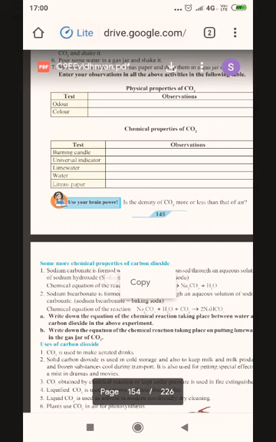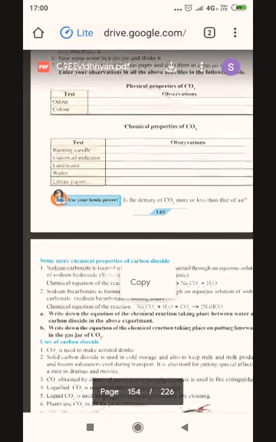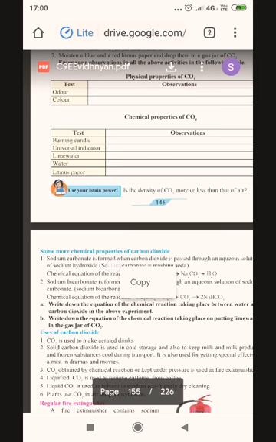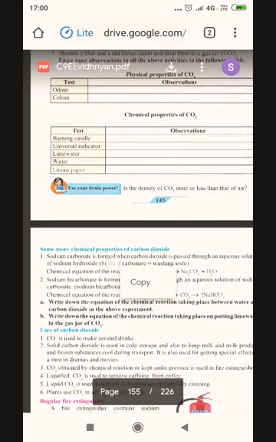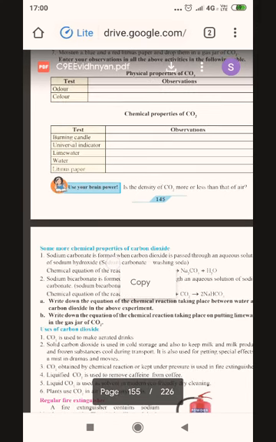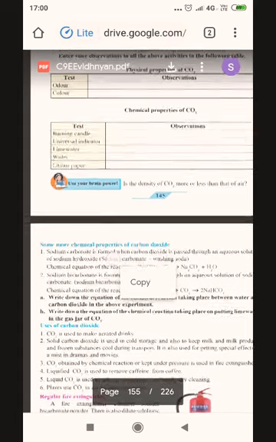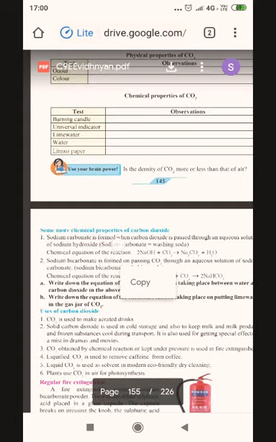Burning candle: if you put the burning candle inside the gas jar, the candle immediately gets extinguished because carbon dioxide does not support combustion. Then, if universal indicator is used, it turns yellow in color. Then, if carbon dioxide gas is allowed to pass through lime water, the lime water turns milky.